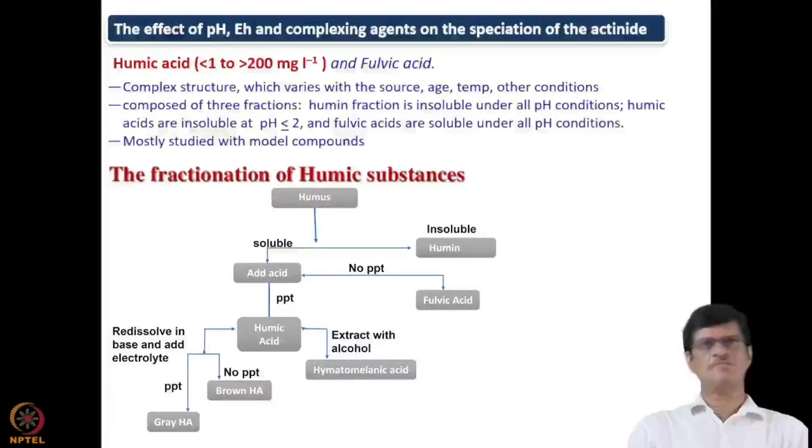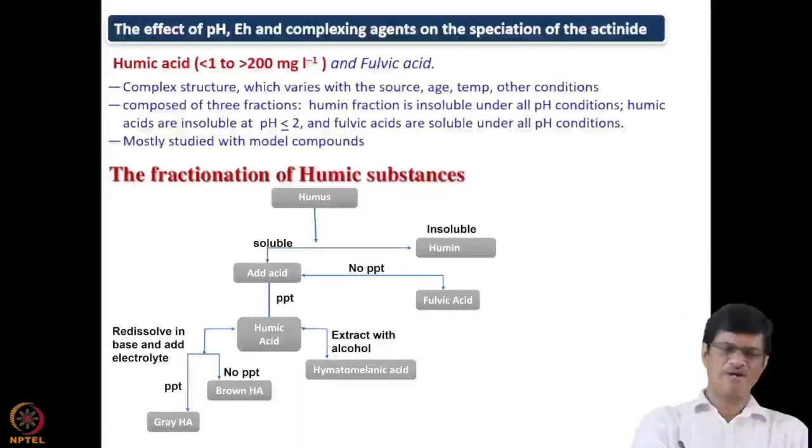the humic substances. Now, these humic substances have a very complex structure, and it varies with the source, age, temperature, as well as other conditions. They are composed of different fractions: the humin fraction is insoluble under all pH conditions, the humic acid is insoluble at a pH value less than 2, and the fulvic acids are soluble under all pH conditions. Because the humic acids have a very complex structure, the studies with the actinides are done with model compounds which mimic part of the humic substances.